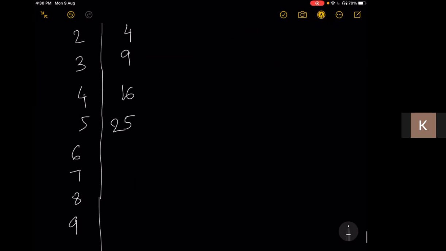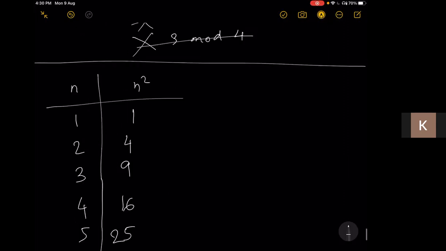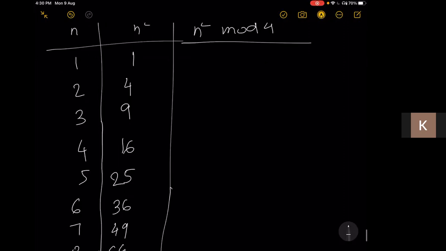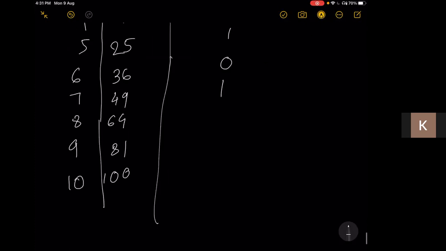Wait, I'm telling you. 36, 49, 64, 81, 100. Okay. n square mod 4. For now, I'm just doing mod 4 because it's easier to calculate. How much is it? 1, 0, 1, 0, 1, 0, 1, 0, 1, 0, and so on.